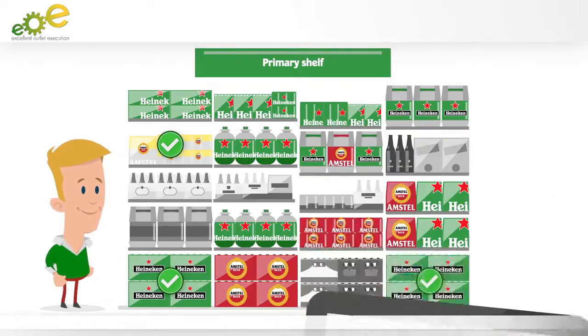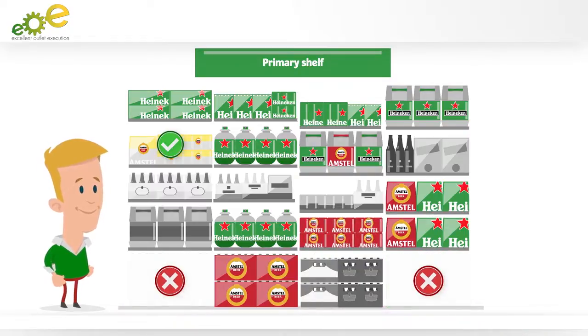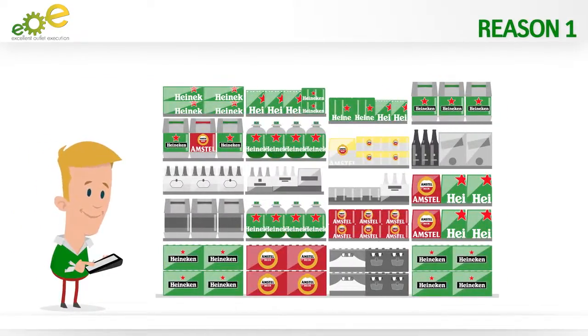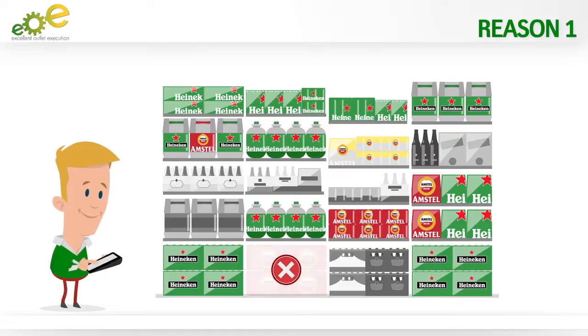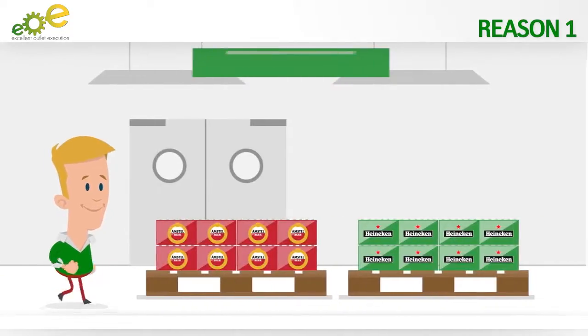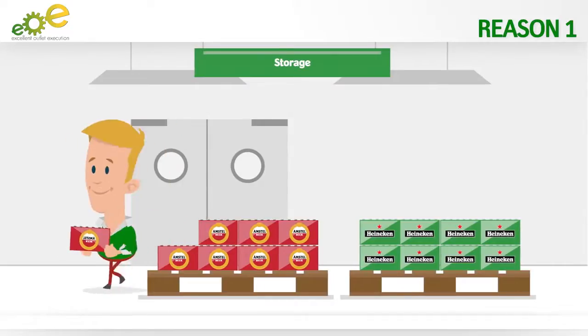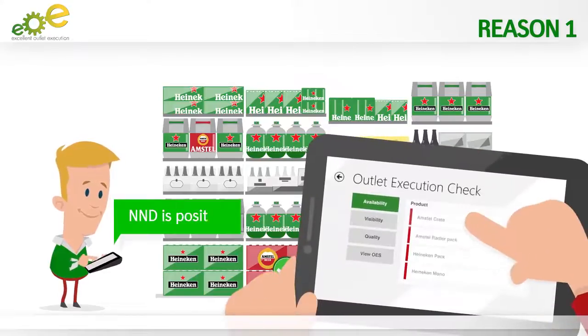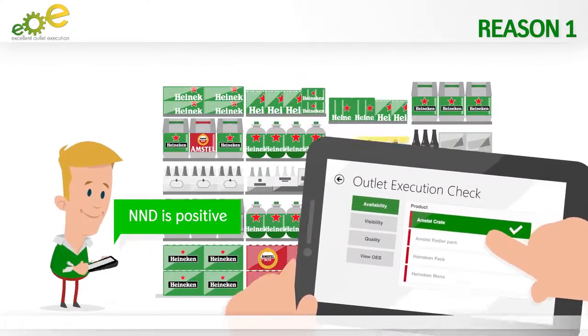If a focus SKU is not on the shelf, this could be for a number of reasons. How the sales rep responds to these various situations can affect his NND score. 1. The focus SKU is listed in the outlet's assortment, but on checking the product is not present on the primary shelf. NND Man discovers it in stock in the outlet storage space. If he puts some of that stock on the shelf, the NND score for this focus SKU is positive.